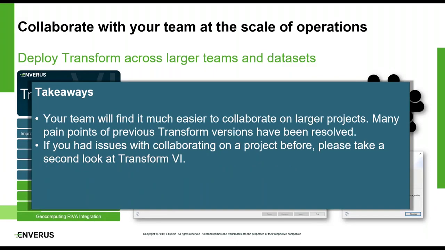So takeaways from this entire theme: your team will find it much easier to collaborate on larger projects is really the main take home. A lot of the pain points along these lines have been resolved. So if you've had issues collaborating on a project before in Transform, it really is worth taking a second look and maybe trying those workflows again in Transform 6, because we've done a lot of work here.